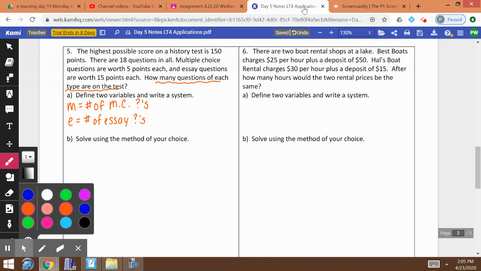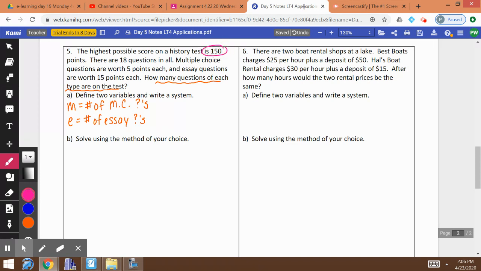Okay, so now we need to think about this. Now, again, I really like to think about totals. So the highest possible score is 150 points. That's a total number of points. 150. Again, that's our point values there. That's supposed to say points. Right? And then there are 18 questions in all. In all, we also know that's going to be a total. So 18, that's the number of questions.